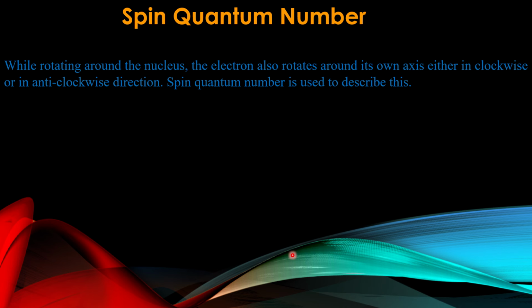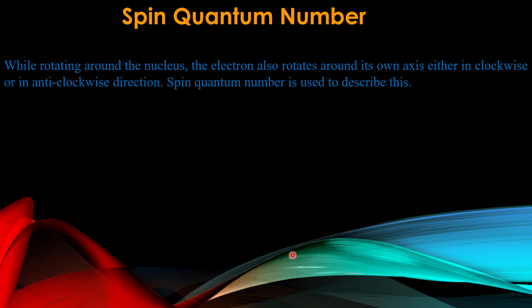You know, every subshell can contain 2 electrons. When the first electron goes into this subshell, this electron rotates clockwise. And for this clockwise direction electron, the spin quantum number value is +1/2. And when the second electron goes to that orbital, this second electron rotates anti-clockwise. And for this anti-clockwise direction electron, the spin quantum number value is -1/2.